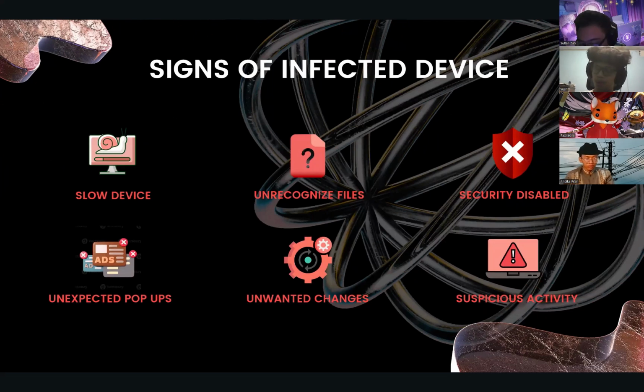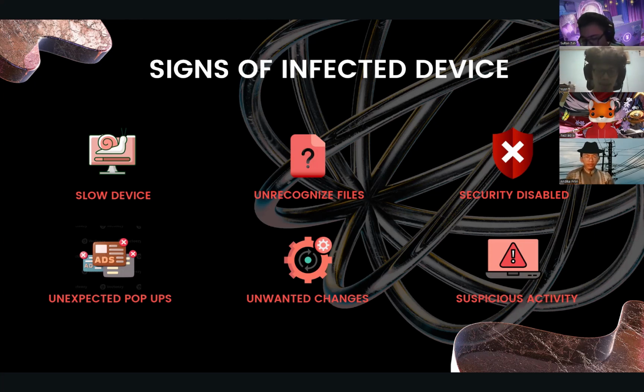So there are mostly 6 signs that show if your device is infected with malware. The first one is a slow device. If a user's device suddenly becomes slow, it may already be infected with malware. This happens because the malware consumes some or maybe the entire system resources, which prevents the device from performing at its full capacity. And the next one is unknown files. If a user finds some files on their device whose origins are unknown, or the user doesn't remember downloading those files, these files may contain some form of malware.